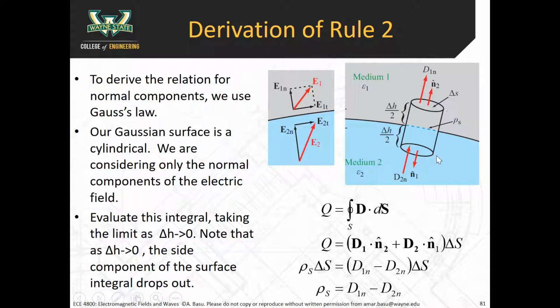All right, so this Q is equal to the integral of D dot dS. Instead of having 3 different surfaces to integrate, we only have 2. We only have to consider the top surface and the bottom surface here. So this is the top surface, and then this is the bottom surface. So Q is then equal to D1 times N2.